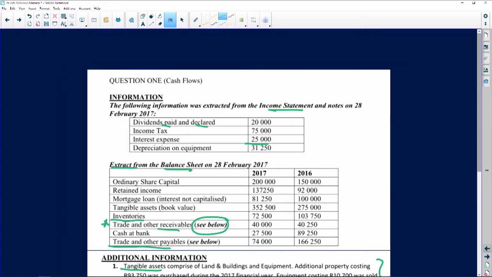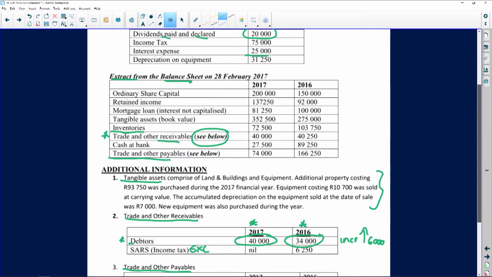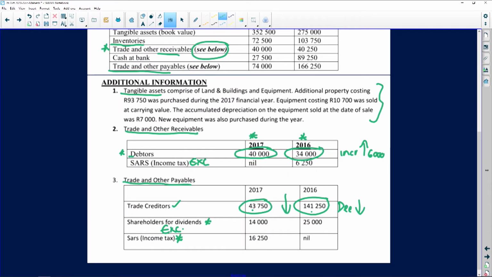So for dividends paid, I obviously need my dividends for the year. Dividends paid and declared, please remember guys, they are giving me the interim and the final dividend. So that amount of 20,000 represents the total dividends for the year. Then for this calculation, I will need shareholders for dividends, the amount owing to my shareholders at the beginning of the year, as well as at the end of the financial year.